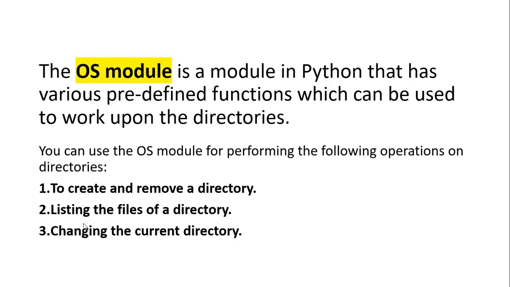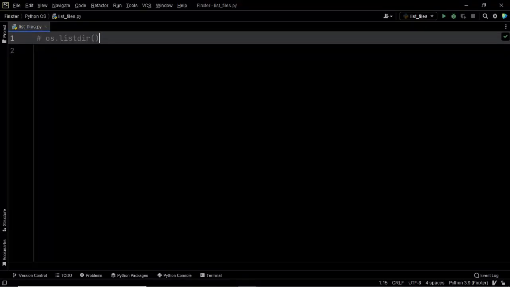So let's have a look at a few examples and learn how the OS module and its functions help us to list the files of a directory. The first method of the OS module that will help us to list all the files and directories is known as listdir. This right here is the syntax for the listdir method.